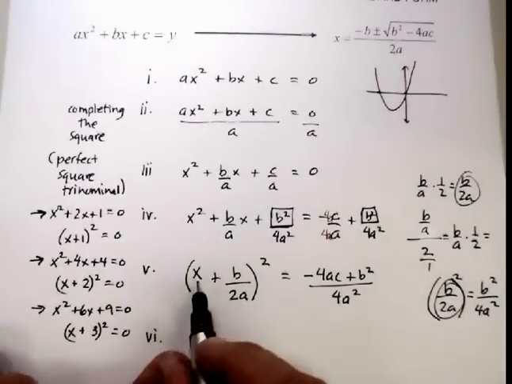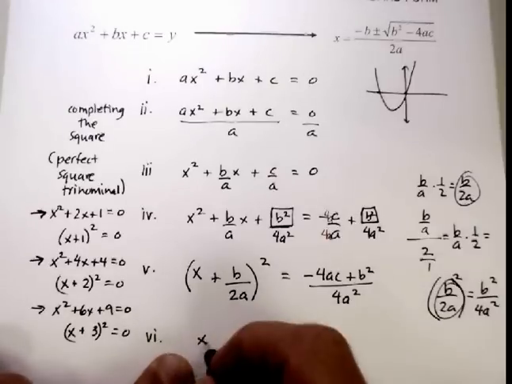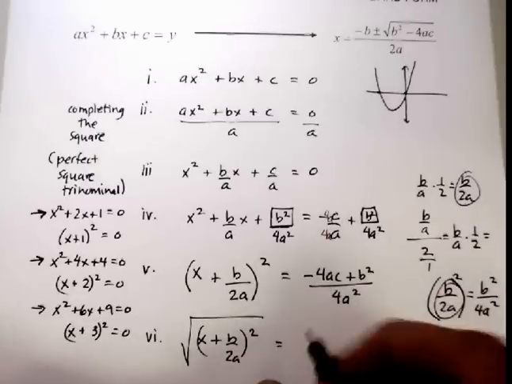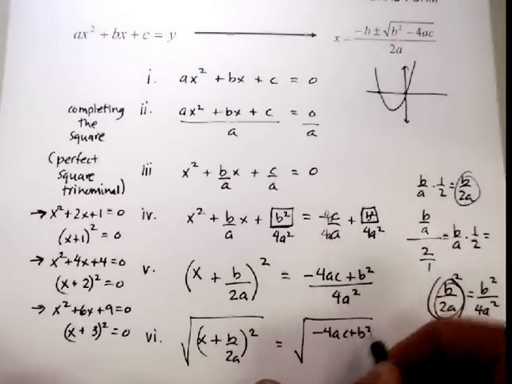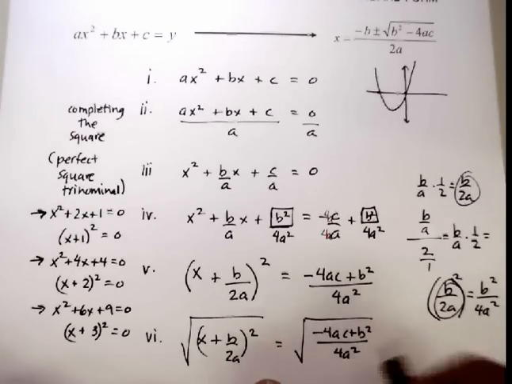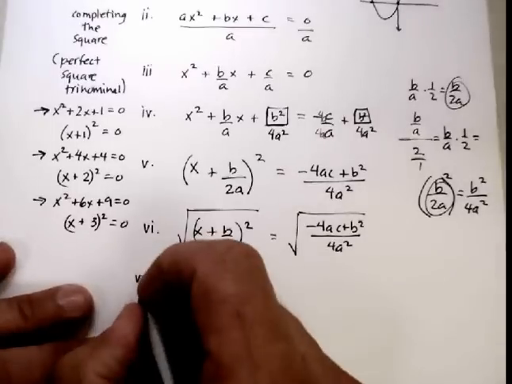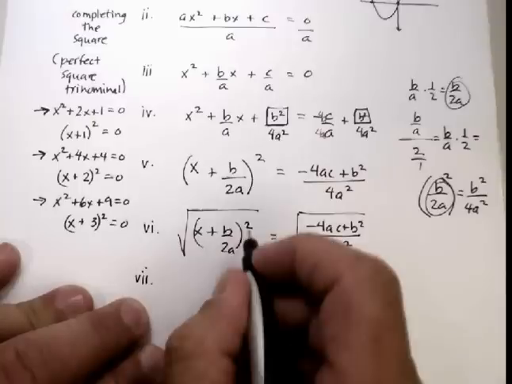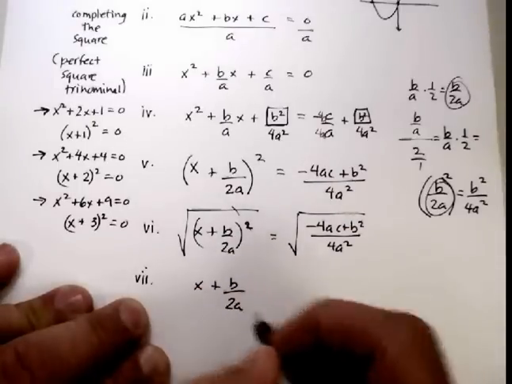Again, we're solving for x, so the next step is going to be to take the square root of this side because you want to get rid of the square. So I'm going to have x plus b over 2a, quantity squared, and take the square root of that. Do the same thing on this side. Okay, let's move that up a little bit. Once I take the square root of this squared part, it just makes these guys go away, and I get x plus b over 2a.